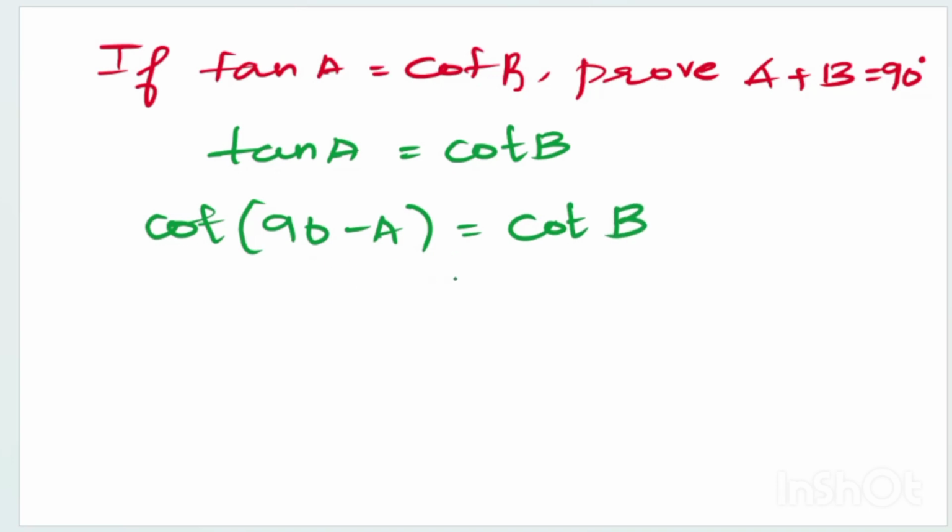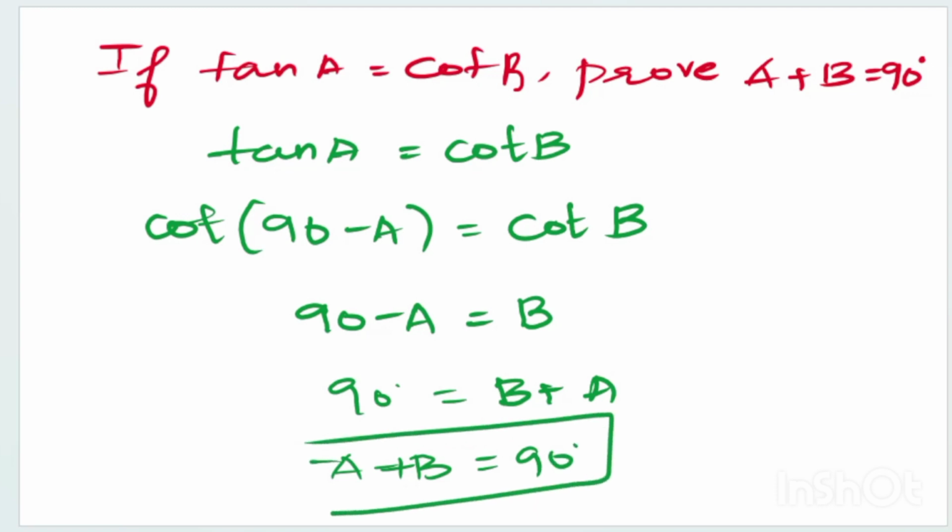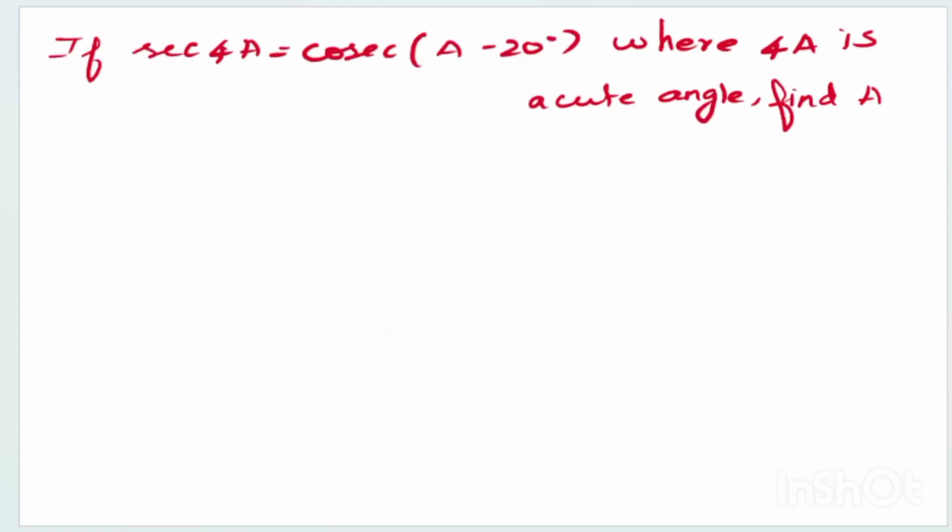Both sides we are having the cot theta, so we can equate the thetas. That is 90 minus A is equal to B, which implies this A will be going that side. We'll get 90 degree is equal to B plus A. That is what they have given in the question also. A plus B is equal to 90 degree. So we have proved it. These are very simple sums and very easy for us to do. So now let's go to the next question. That is the fifth question.